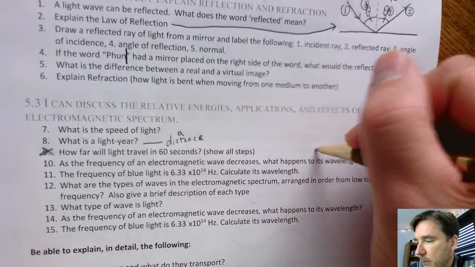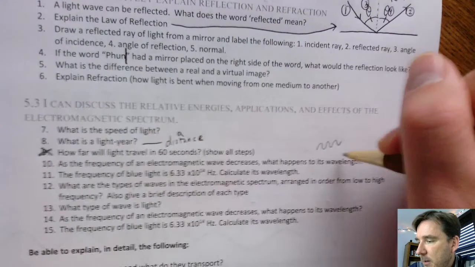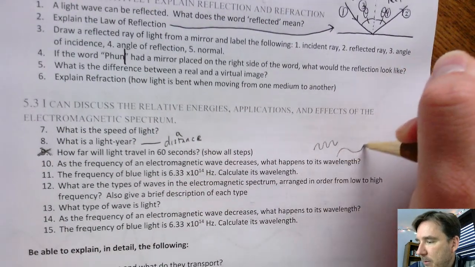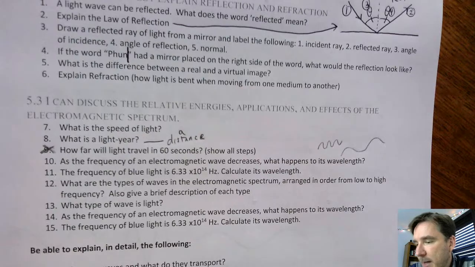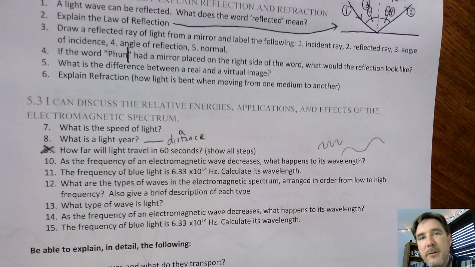So in other words, you go from something like this to something like this. So as frequency decreases, wavelength can increase and vice versa. So make sure you know that. Why is that? Because speed stays the same. The speed of any wave in the same medium will stay the same. The speed of light waves is always the speed of light.